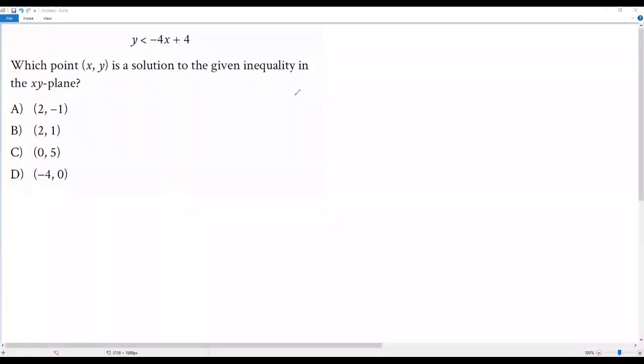Here we have a SAT math question on linear inequality. Okay, let's go over the question. So we have a linear inequality over here that is y less than negative 4x plus 4. Which point x comma y is the solution to the given inequality in the xy plane? Here we have four options.